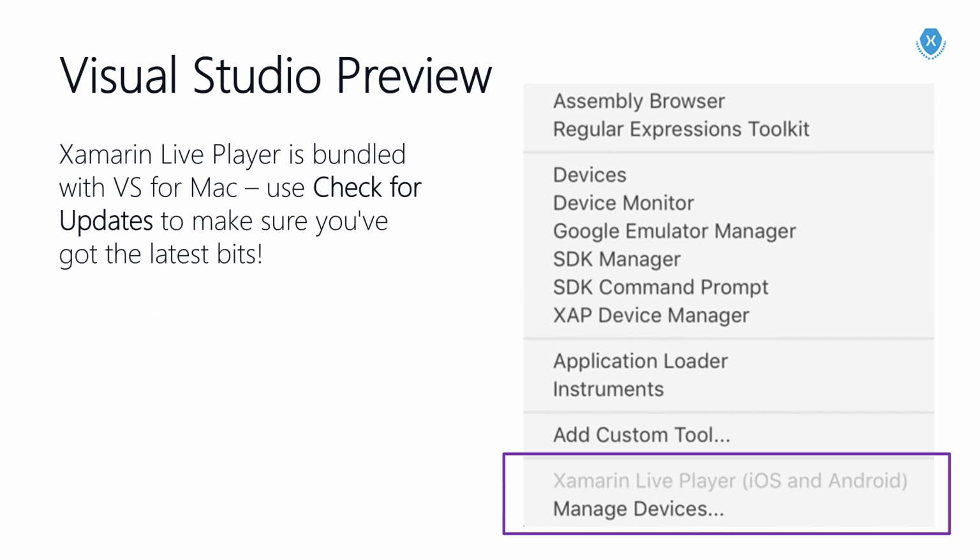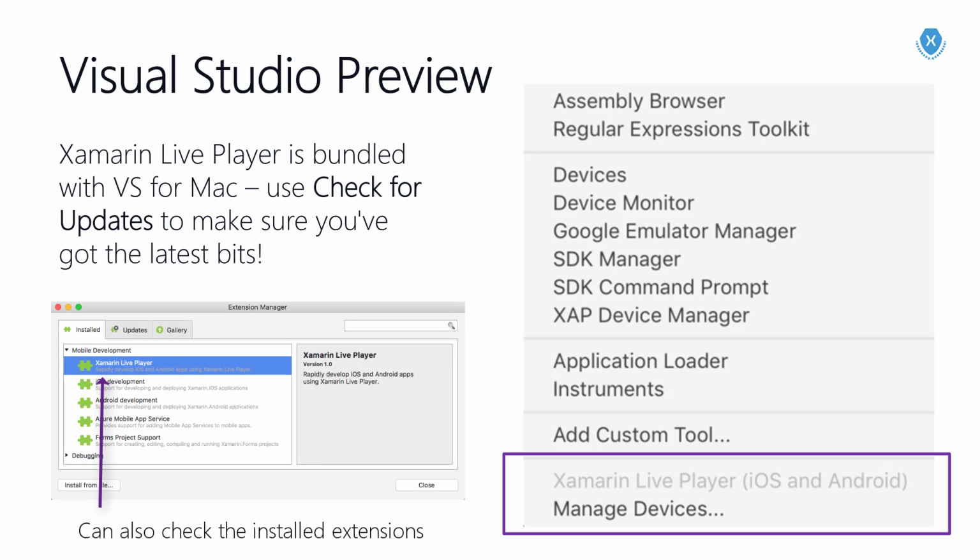The Mac side's a little bit easier to deal with. You get the Xamarin Live Player bundled with Visual Studio for Mac. So just use the Apple menu and check for updates to make sure you've got the latest version installed. And then you can verify that through the menu and just look for the Xamarin Live Player with the Manage Devices at the bottom of the Tools menu.